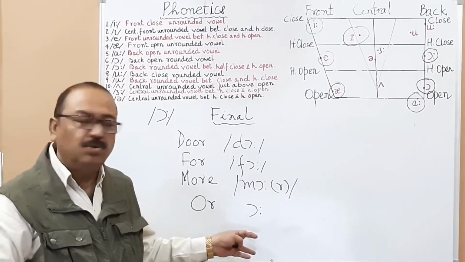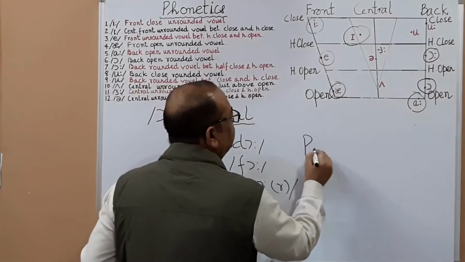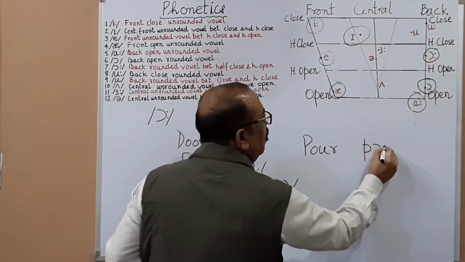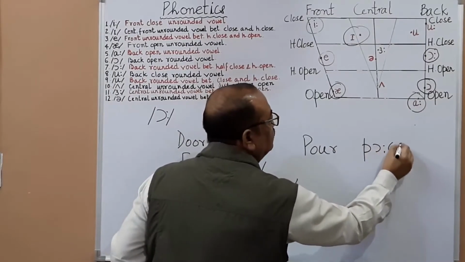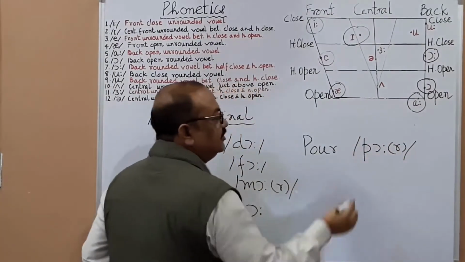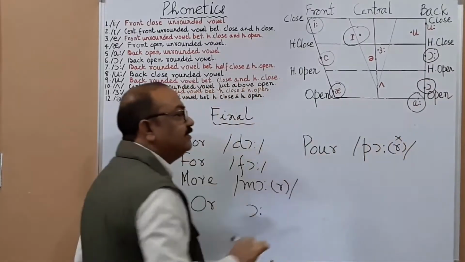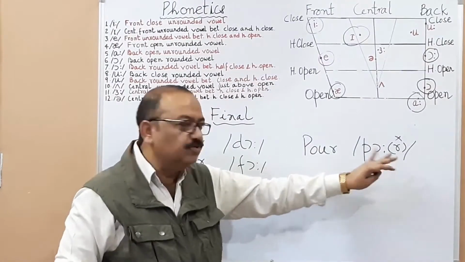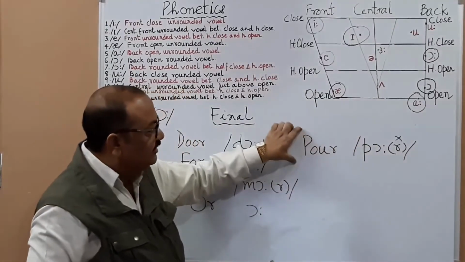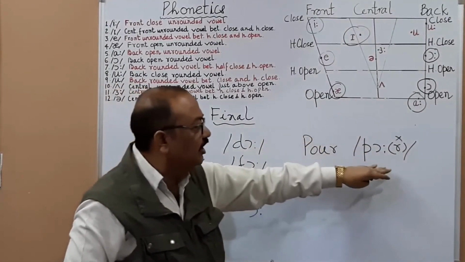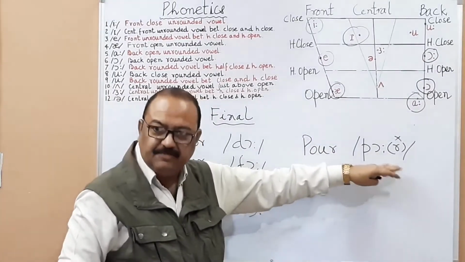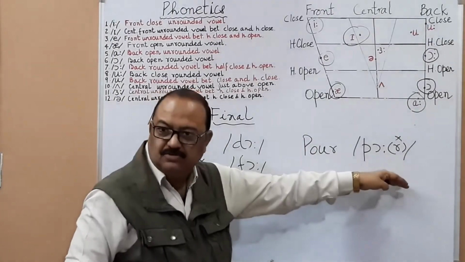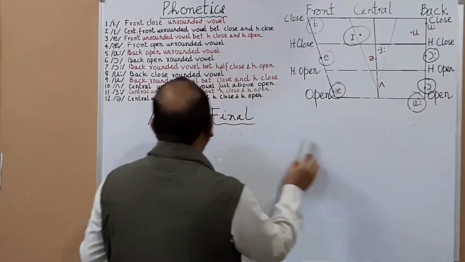Pour. P-O-U-R. This is not required. I'm just writing it. But spore, so that you can figure out. Suppose you have not written the English word here, and you just have the symbol with you, I mean the transcription. You can very well guess that this is po.